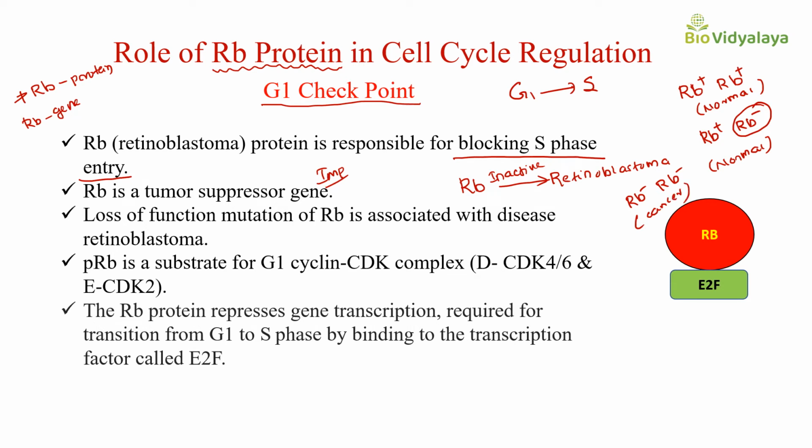And this pRB is the substrate for G1 cyclin CDK complex. In early G1, cyclin D, CDK4-6, and at the end of G1, cyclin E, CDK2. So, pRB is the substrate for G1 cyclin CDK complex. That means this G1 cyclin CDK complex will phosphorylate this pRB.